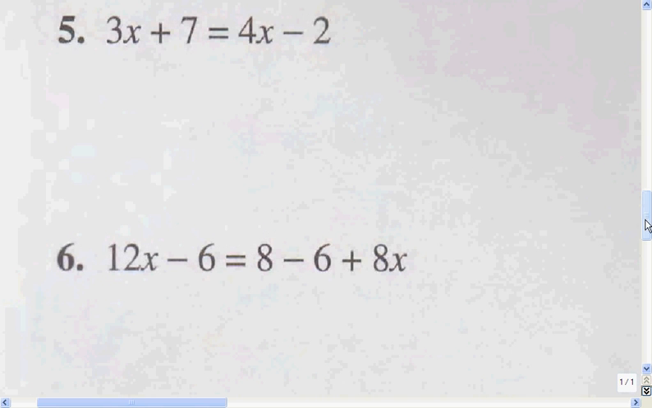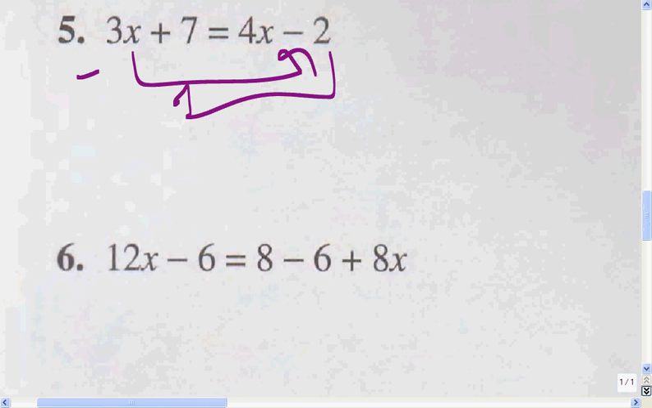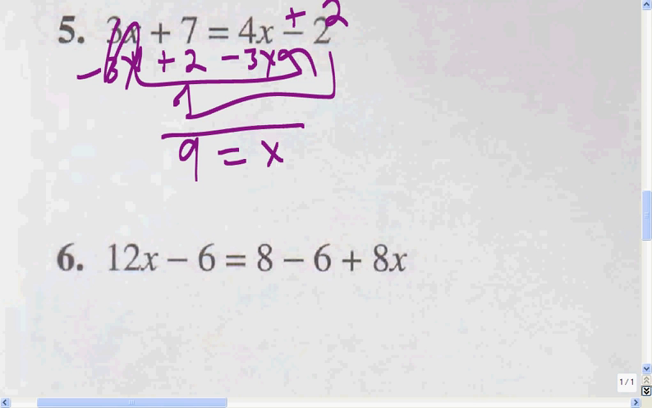Next. Got to get the knowns to one side, unknowns to the other. I'm going to move the 3x over here and the 2 over here. Subtract 3x. Subtract 3x. Add 2. Add 2. 7 plus 2 is 9. And 4x minus 3x is x. So 9 equals x.